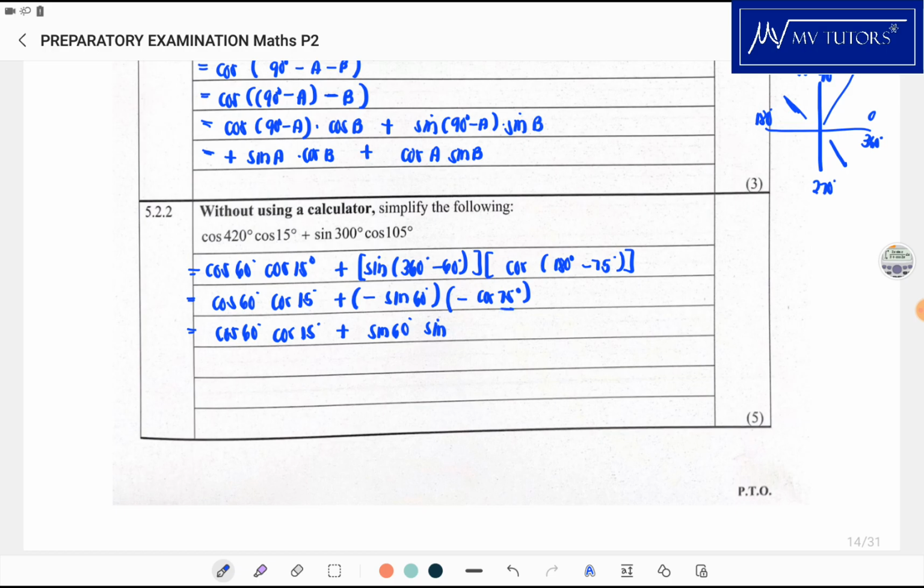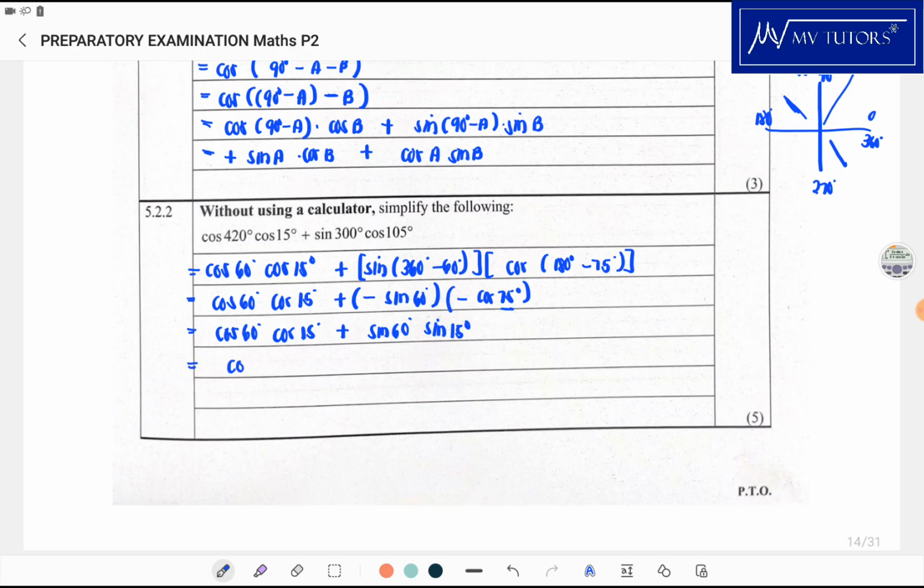But this 75, I can change it using the co-ratios of sine and cos, meaning the angles add up to 90. So 90 minus 75 will be 15. If you check on a calculator, cos 75 is the same as sine 15. All right, so now that I have that, I have a positive here.